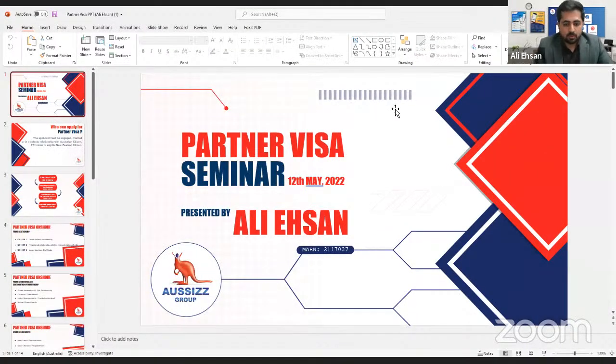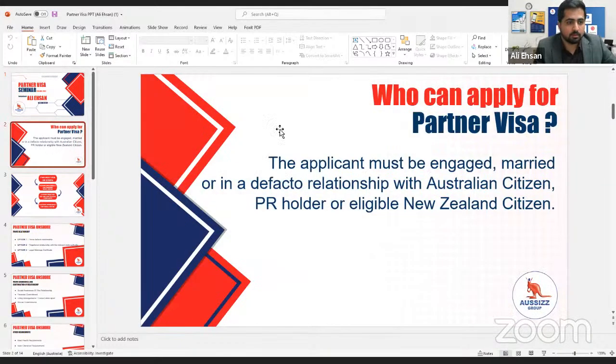As I discussed earlier, this seminar is related to partner visa. Starting with who can apply for a partner visa: the applicant must be either engaged, married, or in a de facto relationship with an Australian citizen, permanent visa holder, permanent resident, or eligible New Zealand citizen. So these are the three categories. If you are in a relationship with these, you can apply for a partner visa.